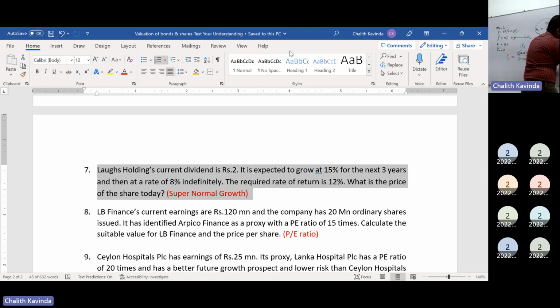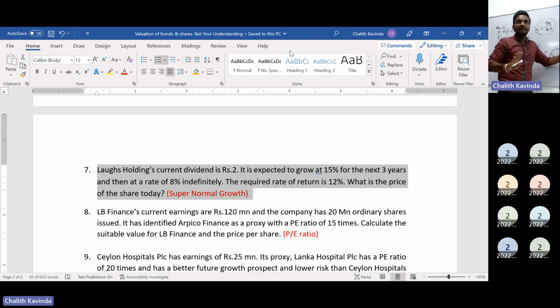Then you apply your new growth rate. The perpetual growth rate is how much? It's 8%. That's only because you can't compound when you don't know the number of years. It goes till infinity.